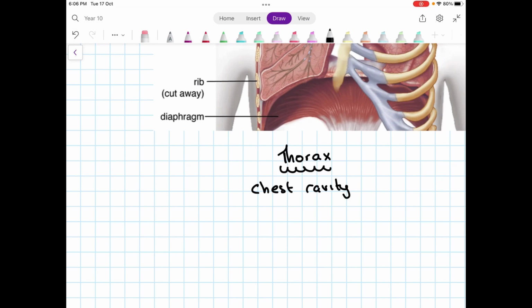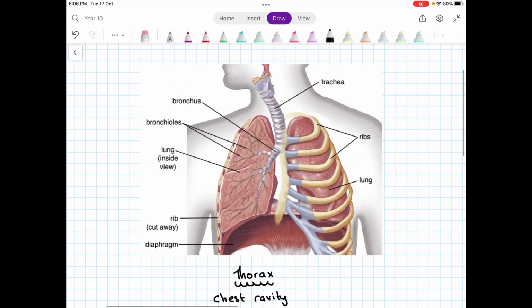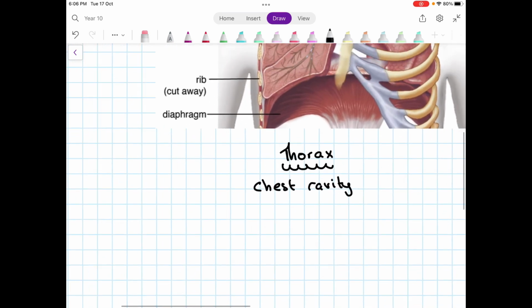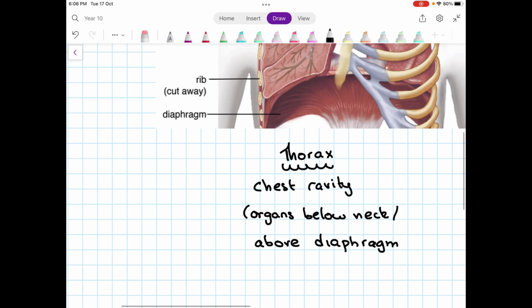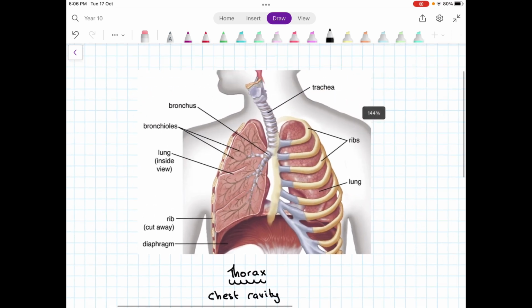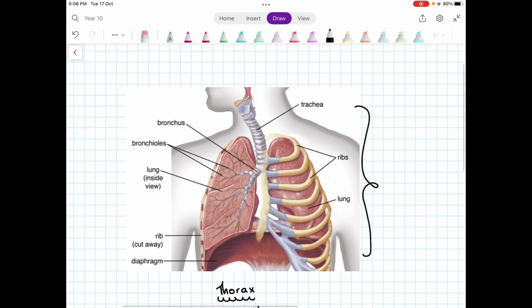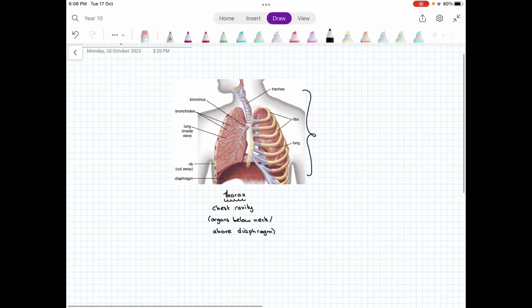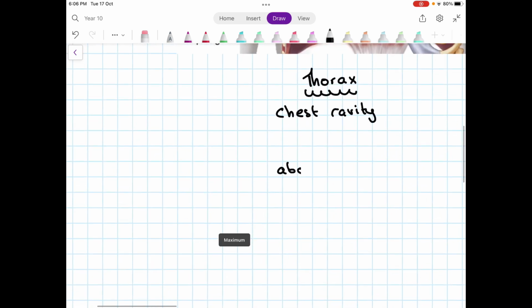Today we are going to be taking a look at the anatomy of the thorax. So first of all, what is the thorax? The thorax refers to the chest cavity and the different organs which you can see from the neck to the diaphragm. So in this part of the body.